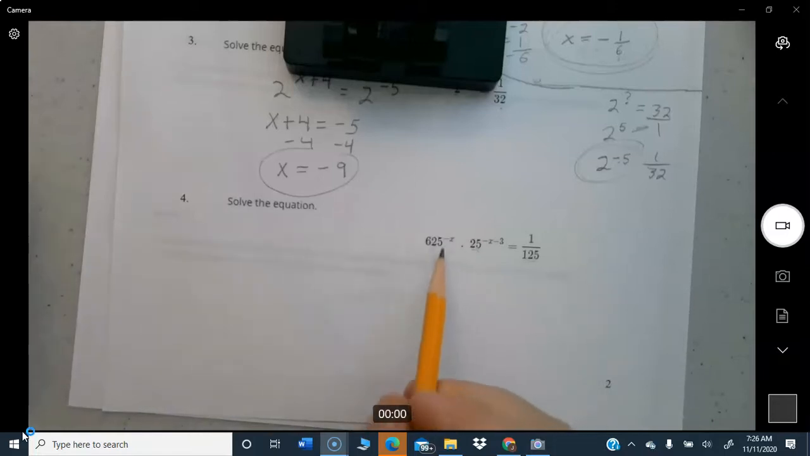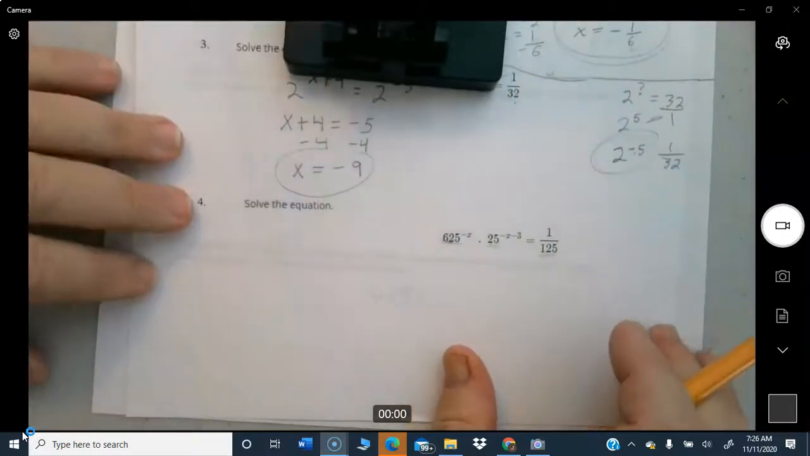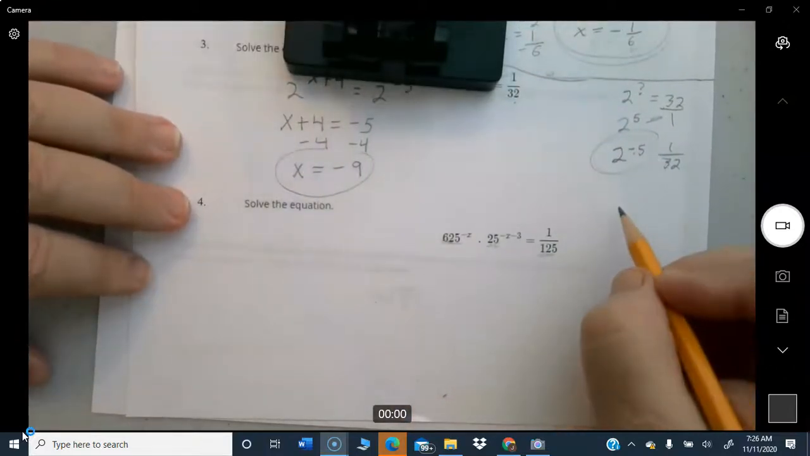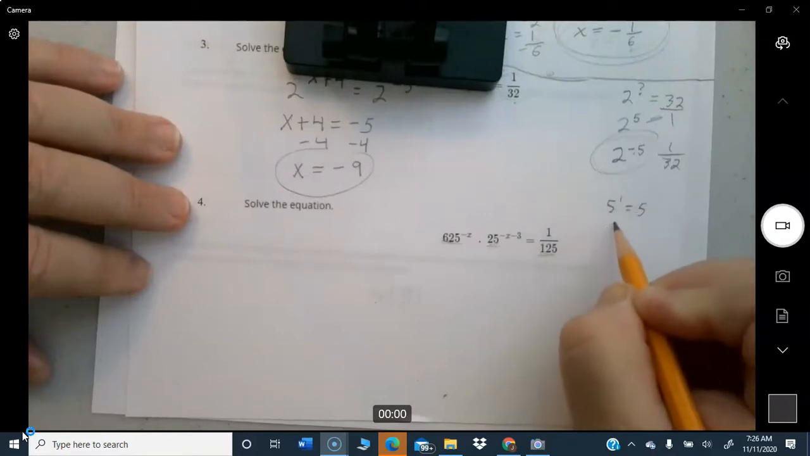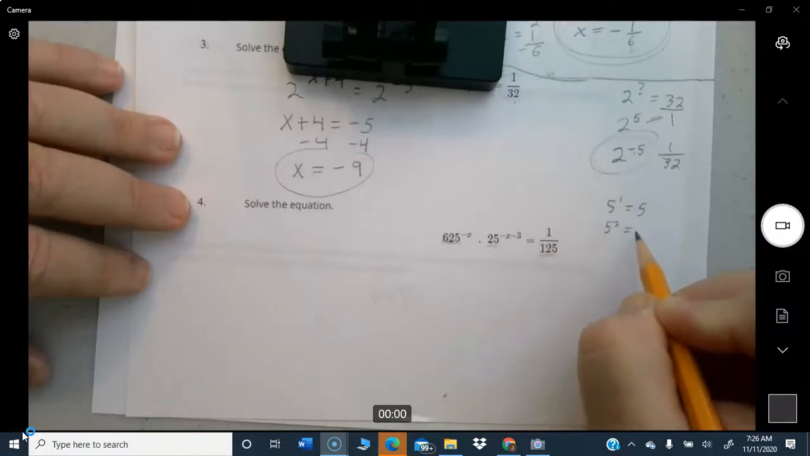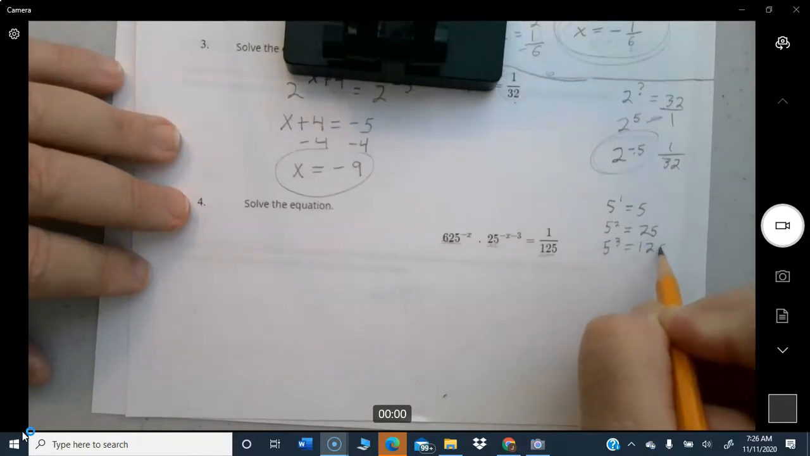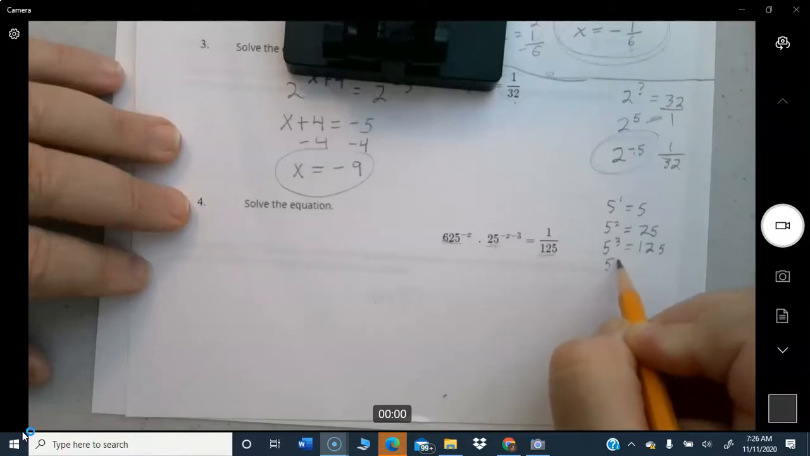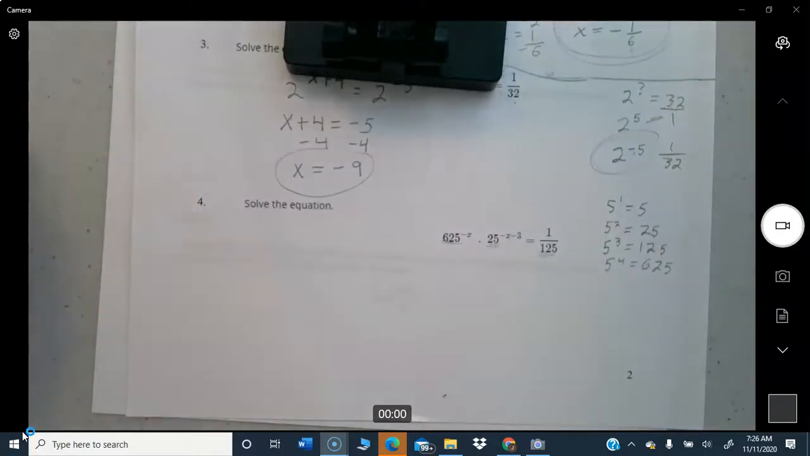So what you got to figure out is this is 5 to the what power, this is 5 to the what power, and this is 5 to the what power. And again, you just do it by kind of playing around with 5s and raising them to different powers. So 5 to the first, let's just write down what they are. 5 to the first equals 5. 5 to the second, you just do these on your calculator, is 25. 5 to the third. And 5 to the fourth. Okay, so that's all the combinations that you're going to need.